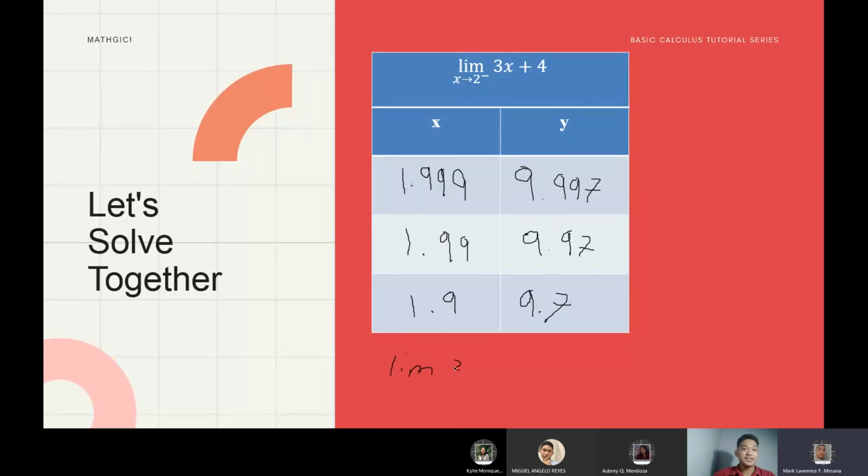So we can say that the limit of 3x plus 4 as x approaches 2 from less than 2, which is our left hand side, is equal to 10. These are estimated values on our left hand side.